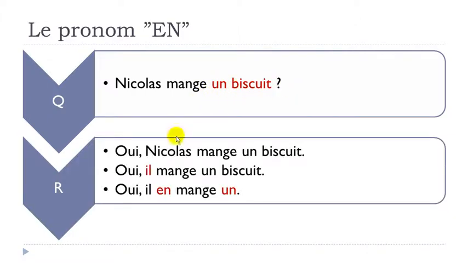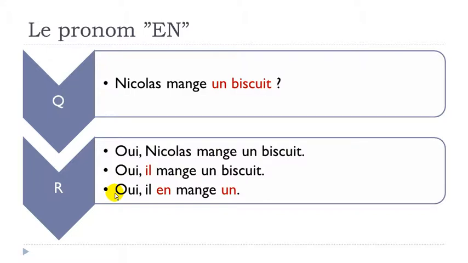First answer, oui, Nicolas mange un biscuit. Same thing as previously, you just put everything again. Second possibility, you don't want to repeat Nicolas. Oui, il mange un biscuit. All right? Last option, you don't want to repeat Nicolas and you don't want to repeat biscuit.